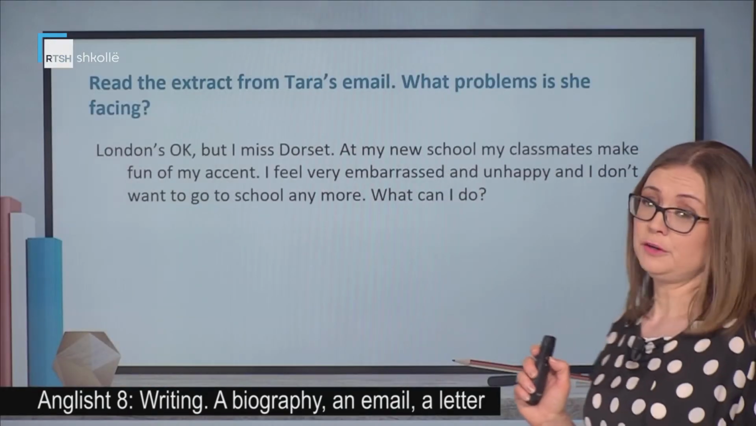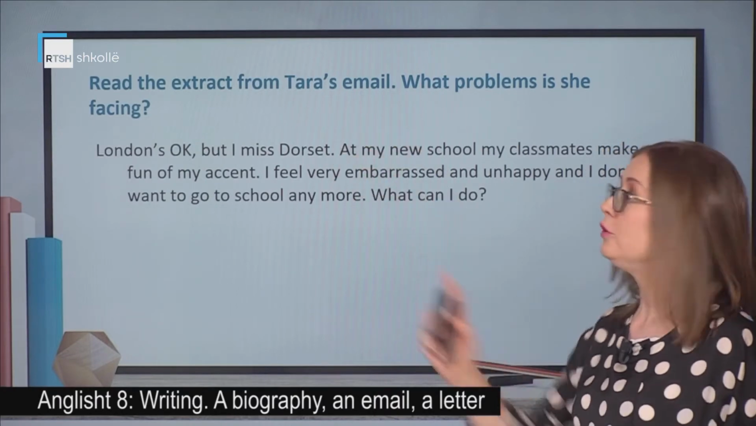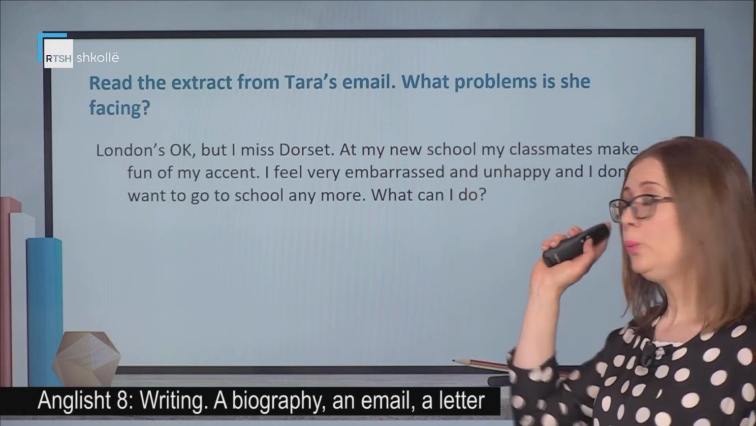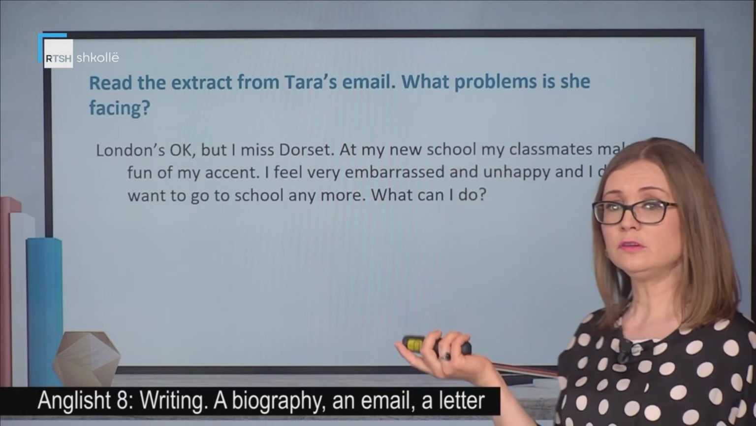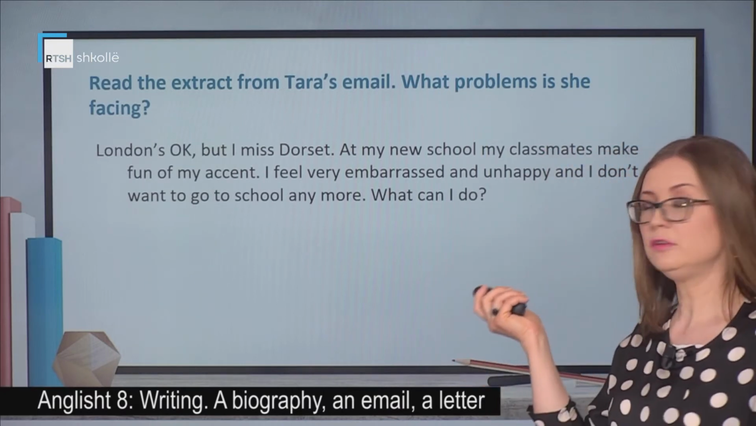So, first, what we're going to do? We're going to read an extract from Tara's email, and then we're going to discover what her problem is. What is the problem she's facing? So, let me read the extract for you.